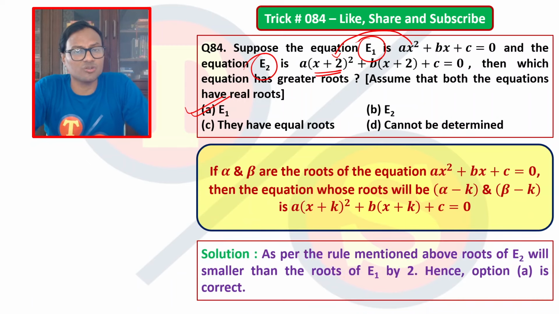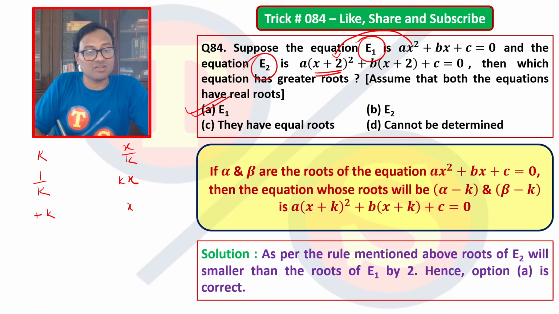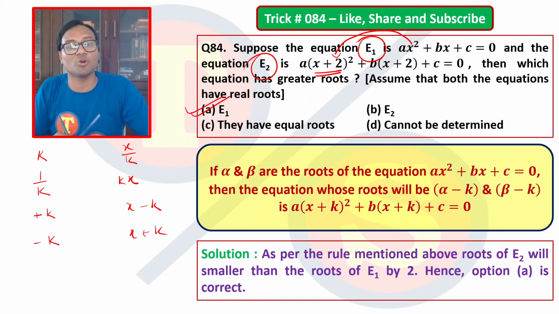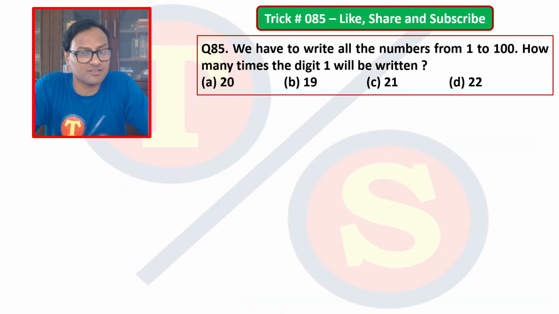So this is how the concept goes. I guess now the ideas are very clear. If I have to make the roots k times, then divide x by k. If I have to make the roots 1 by k times, then multiply x by k. If I have to make the roots increase by k, then x minus k. If I have to decrease the roots by k, then put x plus k in the equation, and your operation is done, your objective is fulfilled. So this is how we can solve these types of questions very easily.